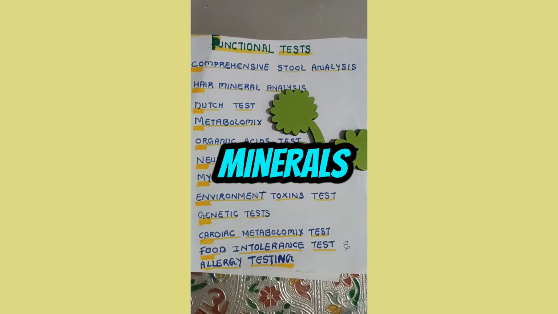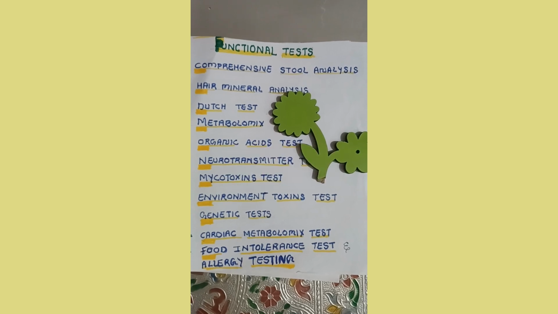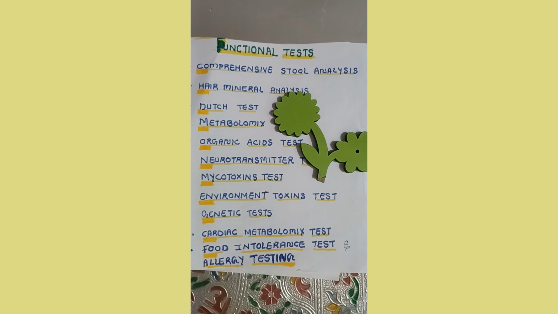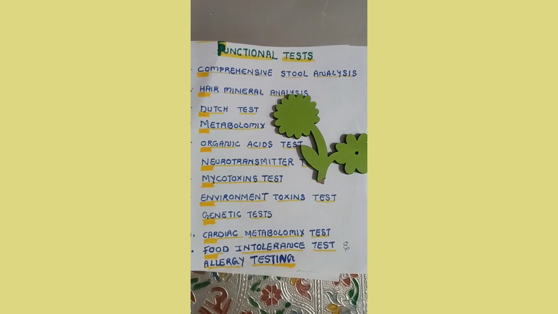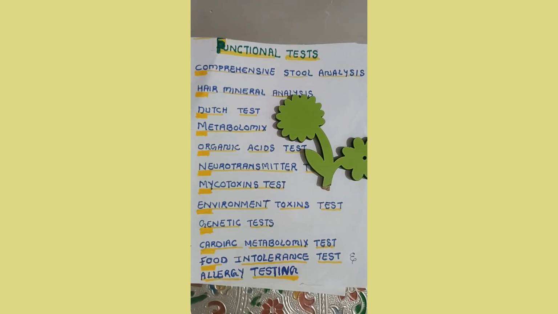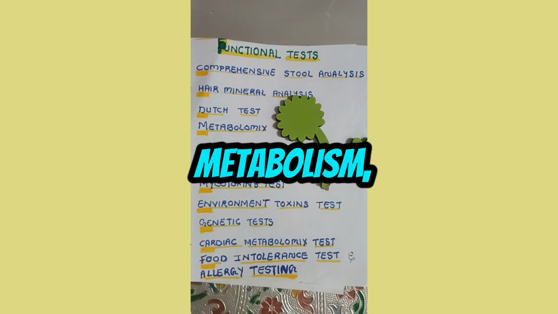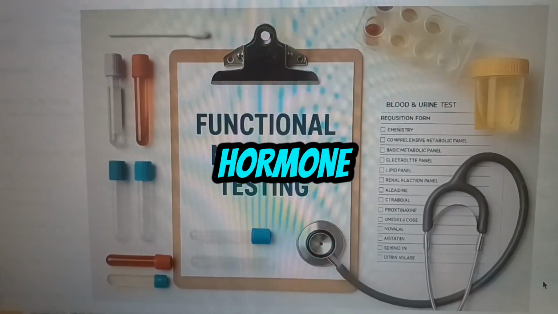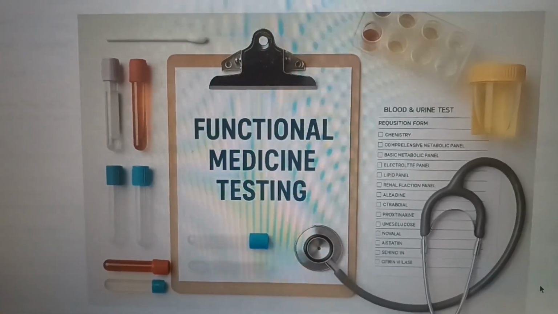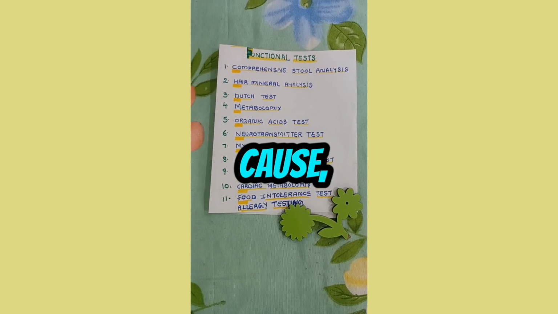The next test is the hair minerals test, which measures the heavy metal accumulation with the help of a hair strand. Next is the Dutch test. It's a hormone test. It checks the estrogen metabolism, the good and the bad estrogen metabolites, some of which are carcinogenic. And it also checks the cortisol metabolism. Cortisol, which is a rescue hormone for stress, which is so important because in every case in functional medicine, the root cause, 80% of the root causes are stress.